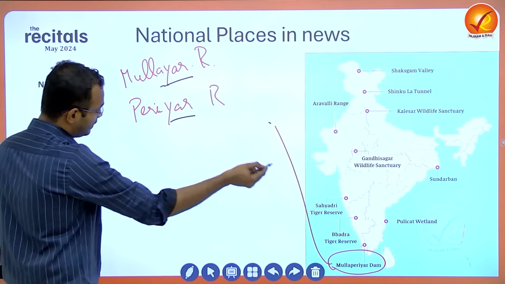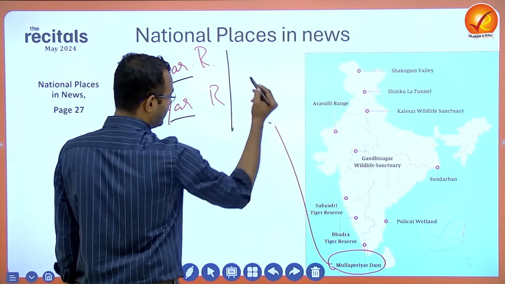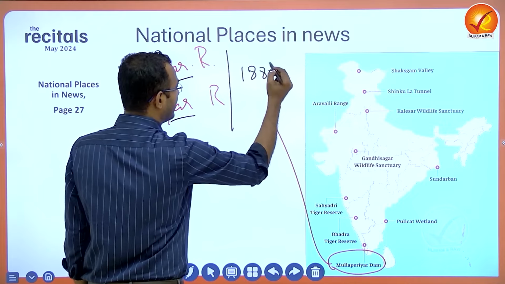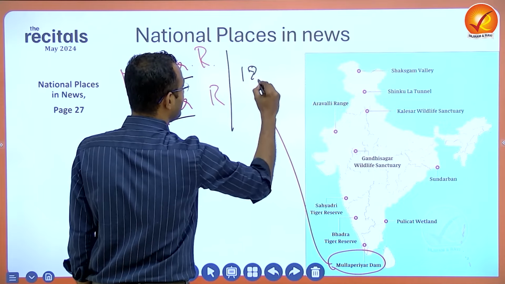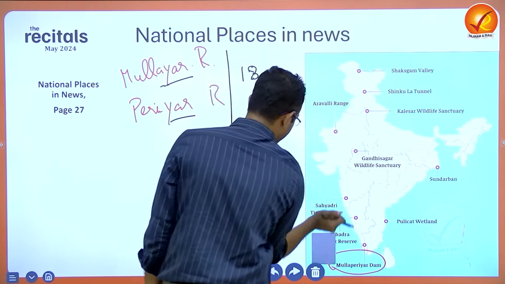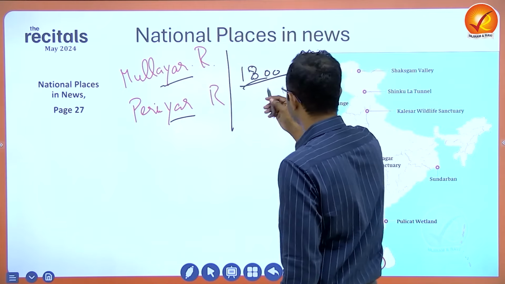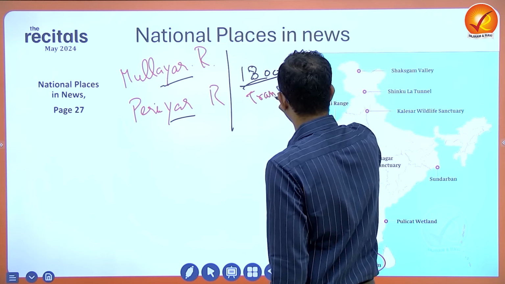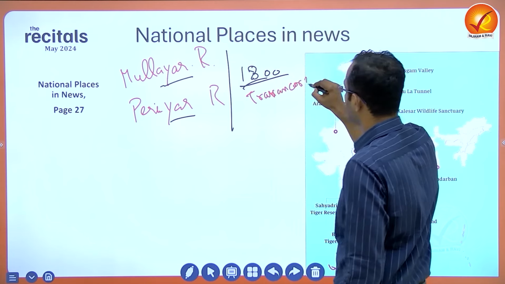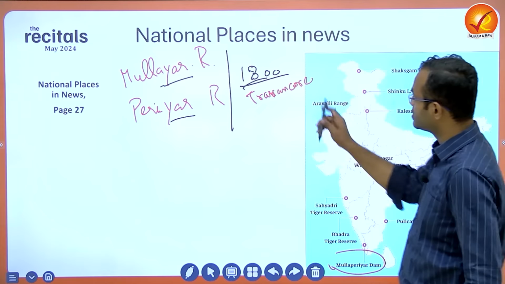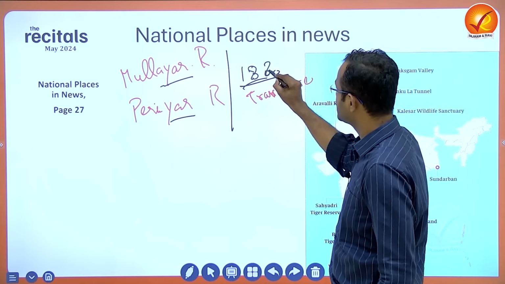On the two rivers, the Mullaperiyar dam has been constructed in the 1800s, by the princely state of Travancore. 1880s to be precise, right?